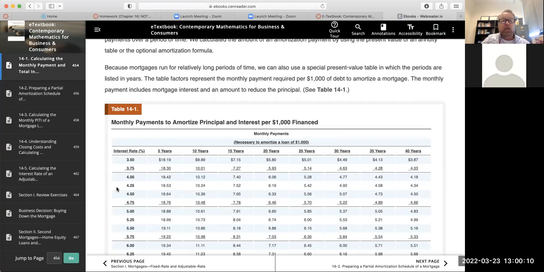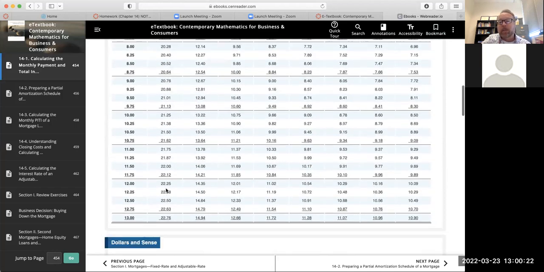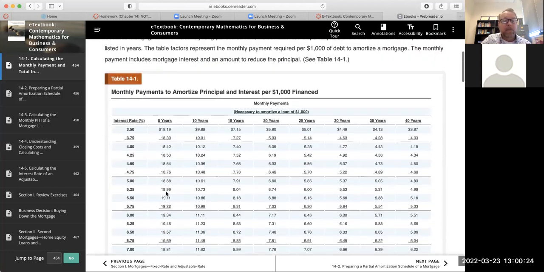And depending on your interest rate and the terms of your loan, as you can see on the screen, you have 5 years to 40 years as far as the term of your loan. And then you have the interest rate from 3.5% all the way up to, it looks like 13%, which it's been a long time since it's been up to 13%. Right now, it's somewhere between probably 4 and 6%, which is really low. It's at an all-time low and has been there for a long time as far as the interest rate for a mortgage loan. But you're going to be utilizing this table a lot.